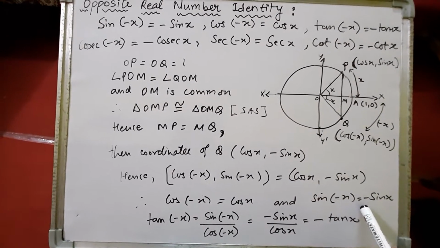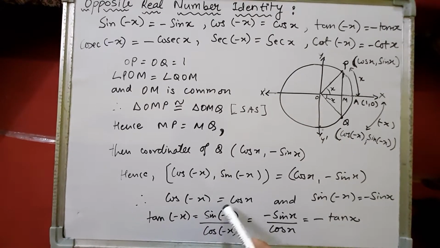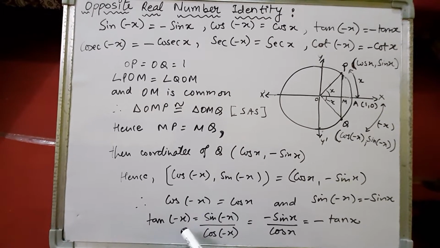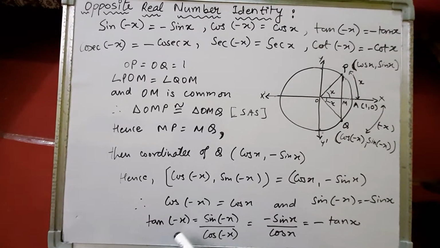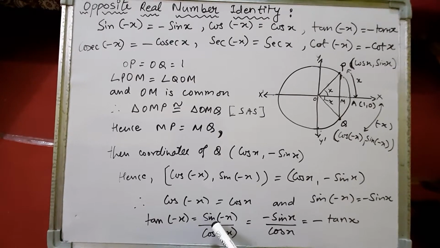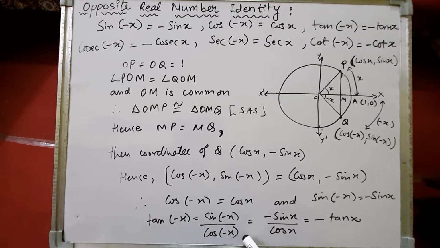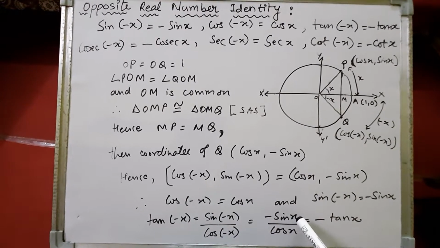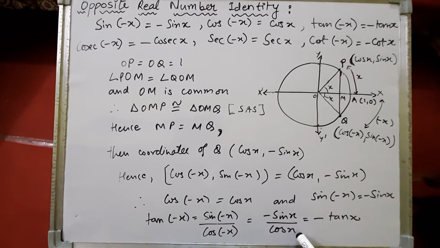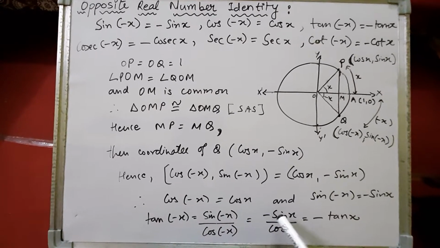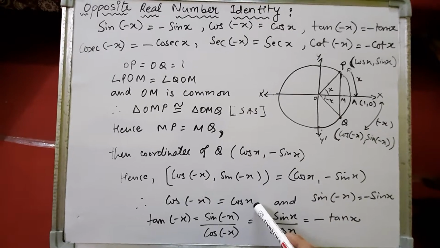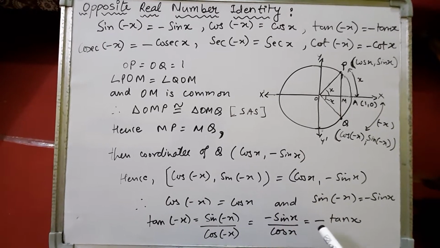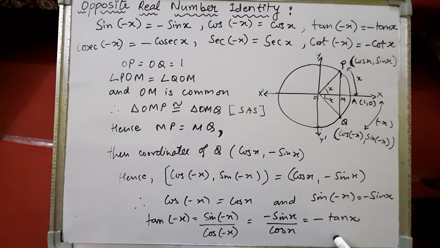Right, children? And we know that tan x equals sin x upon cos x. So tan of minus x will be equal to sin of minus x upon cos of minus x. So that will be minus sin x upon cos x, because sin of minus theta is minus sin theta, and cos of minus theta is cos theta. We have proved that already here, right? So the value of tan of minus x will be minus tan x.